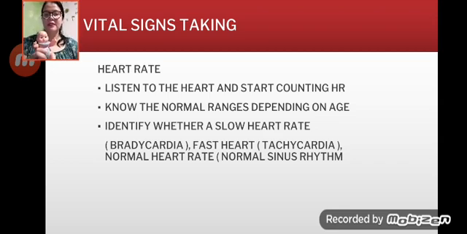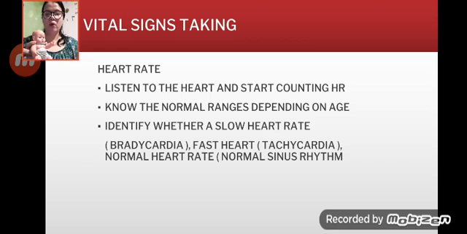So, the first vital sign that you will be checking is the heart rate. So, you need to listen to the heart rate and start counting where? Of course, here in the apical side of the newborn. So, you need to check for the heart rate of the newborn. And you can also do counter-checking by checking his radial pulse. Then know the normal ranges, of course, depending on age.